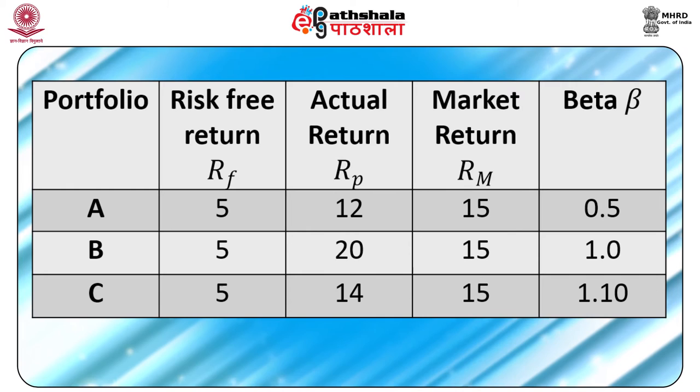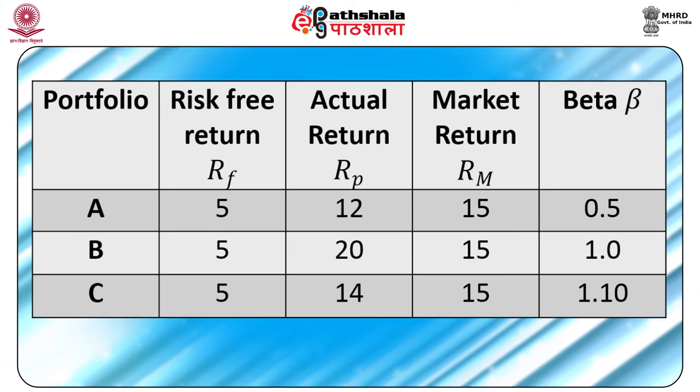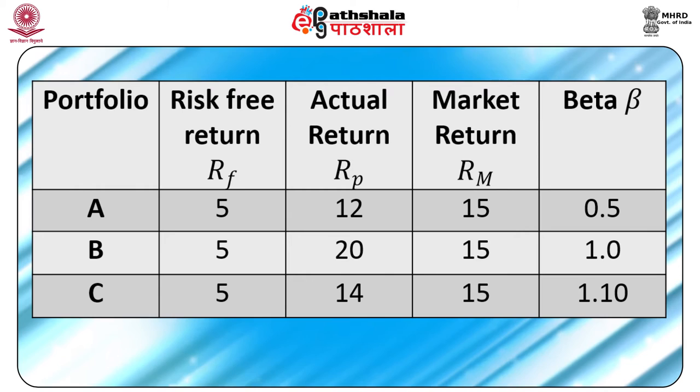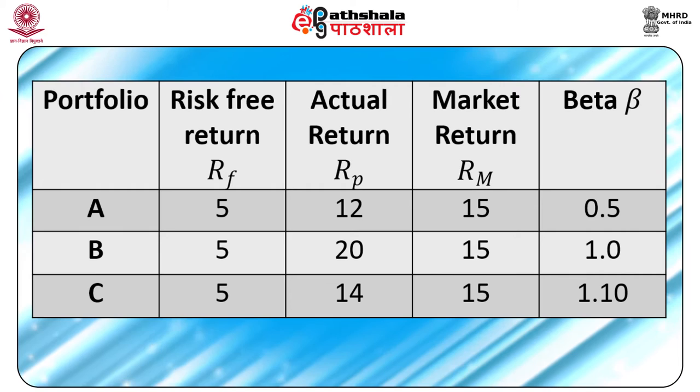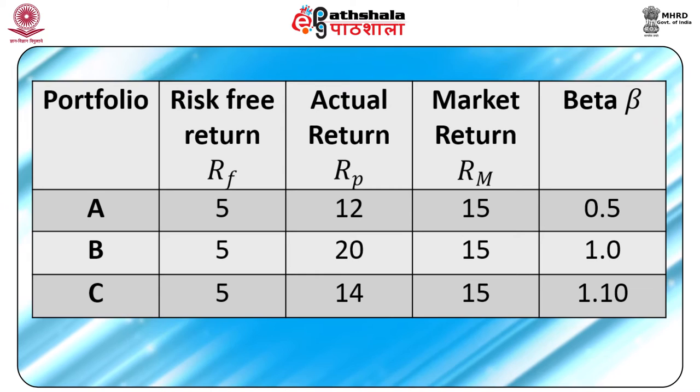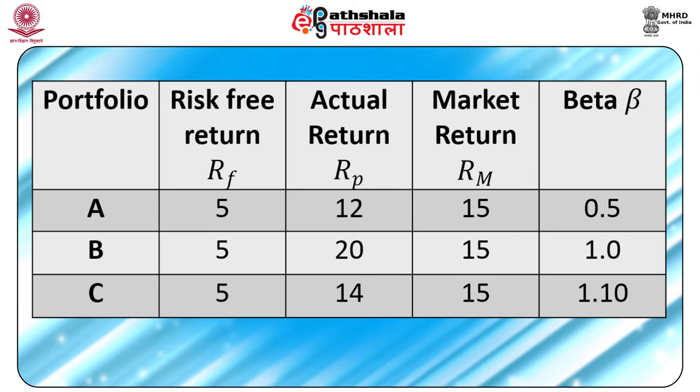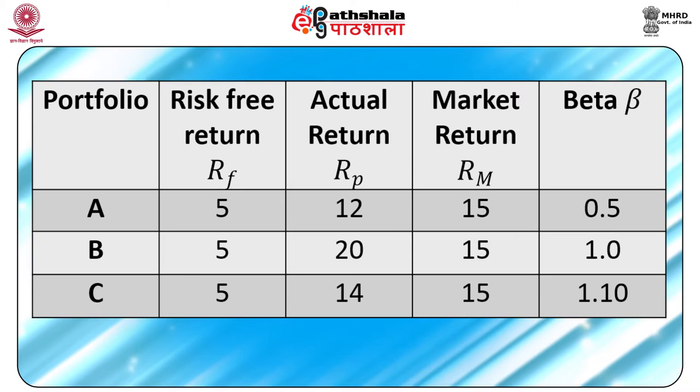Then we have B and C. We have risk-free return for B as 5% and for C it is 5%. Then we have actual return. For B it is 20%, for C it is 14%. Then we have market return. For B it is 15% and again for C it is 15%. And then finally we have beta. For B it is 1.0 and for C it is 1.10.